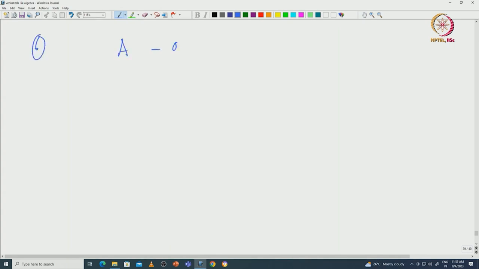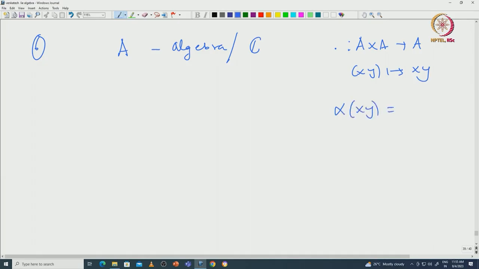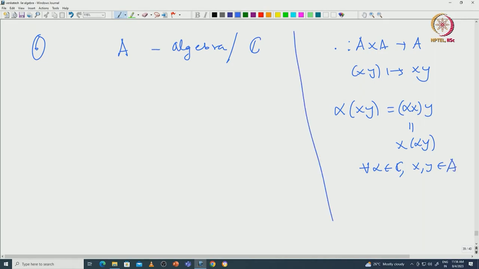You start with an algebra over C. That means we have a product, that is all. We have a product from A cross A to A, often denoted by just x, y. Then the compatibility condition should be there between the scalar multiplication and the multiplication. So, it should satisfy this property for all alpha in C, x, y in A. Now, because of this, I will be able to define derivation on A.